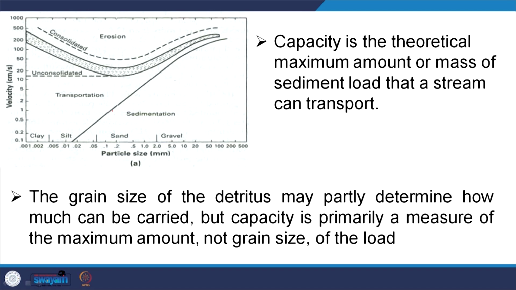Capacity is the theoretical maximum amount of mass of sediment load that a stream can transport. The grain size of the detritus may partly determine how much can be carried, but capacity is primarily a measure of this maximum amount, not the grain size of the load. So, it is the maximum amount, not the grain size. Grain size is for competence, but the amount is for capacity.